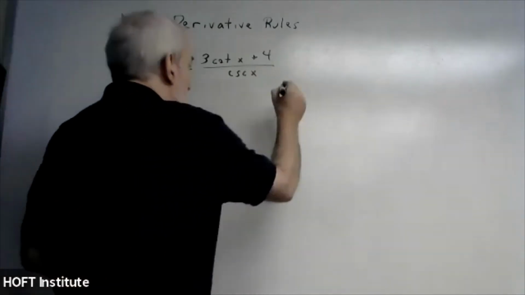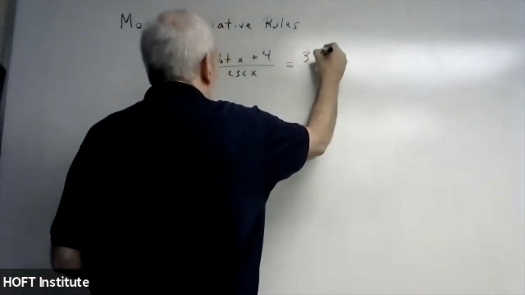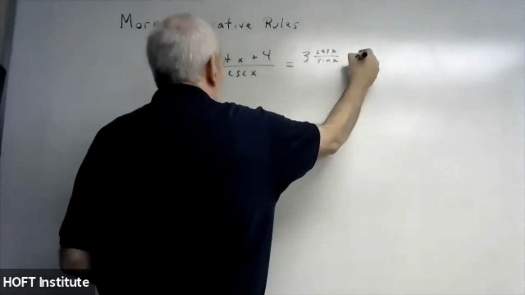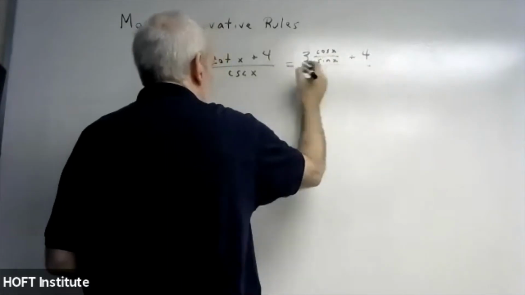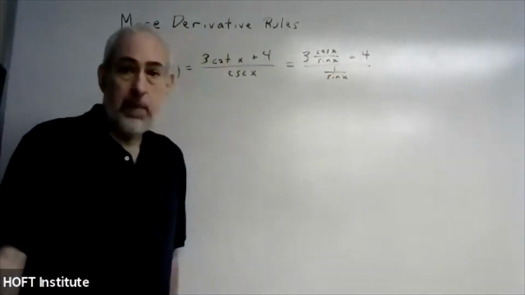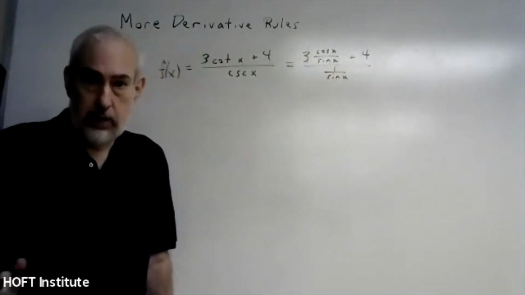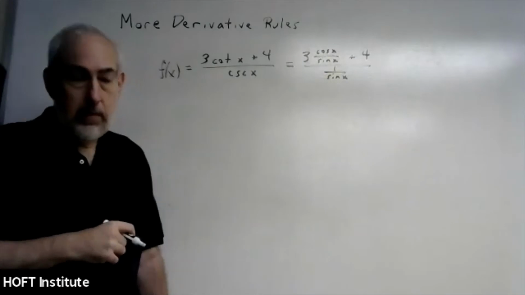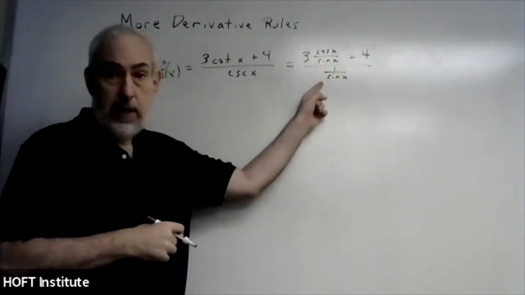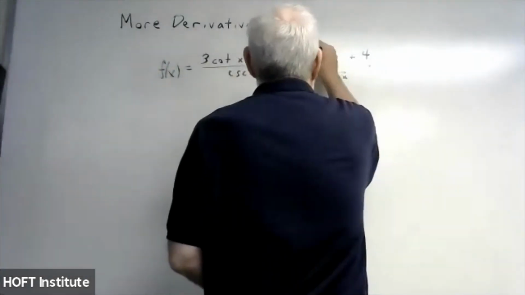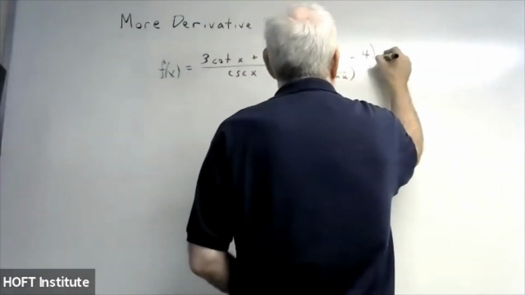So cotangent is cosine over sine, and cosecant is 1 over sine. So that's just by the definition of cotangent and cosecant. Next, I want to get rid of the little fractions. They both have the same denominator of sine of x. So simply multiplying by sine of x on the top and bottom should get rid of all those little fractions.